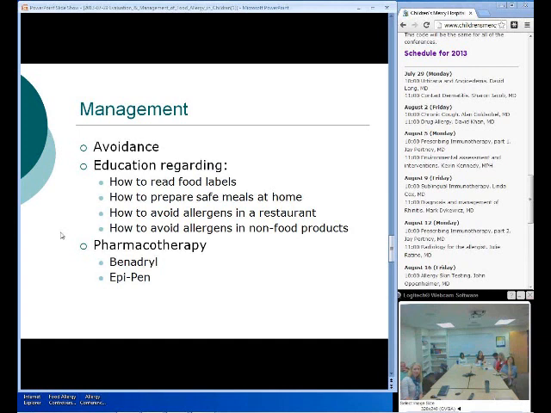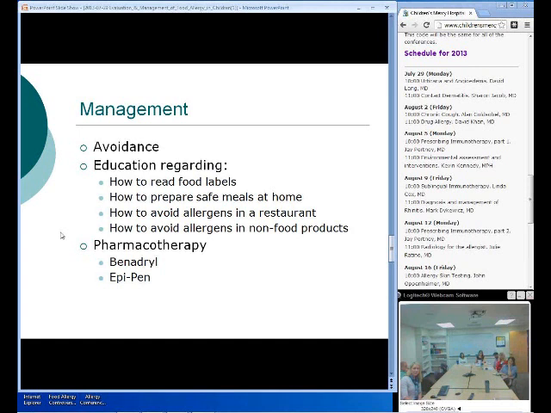And then lots and lots of education regarding how to read food labels and ingredients and checking for advisory warnings. A lot of food labels will say processed in a factory that contains tree nuts or peanuts or something like that. So that's important to recognize and teach parents how to look for those sorts of warnings on labels, and how to prepare safe meals at home in terms of cooking.